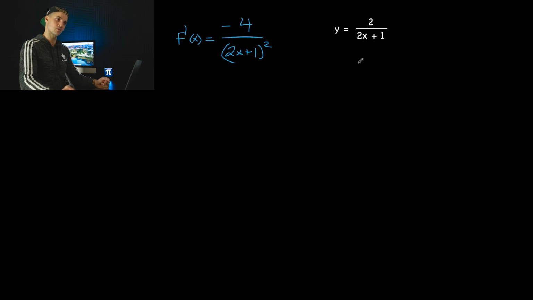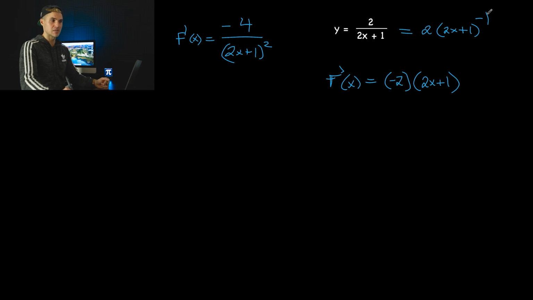So again, you could do the quotient rule. I'm going to do the chain rule, so I'm going to rewrite this as 2 times 2x plus 1 to the power of negative 1. Okay, and so what's the derivative here going to be? So with the chain rule, we bring down the negative 1. Negative 1 times 2 would give us negative 2. Then we'll have 2x plus 1. We keep the inner function the same. Subtract 1 from the exponent. That's going to be negative 2. And then we have to multiply by the derivative of that inner function, which is 2.